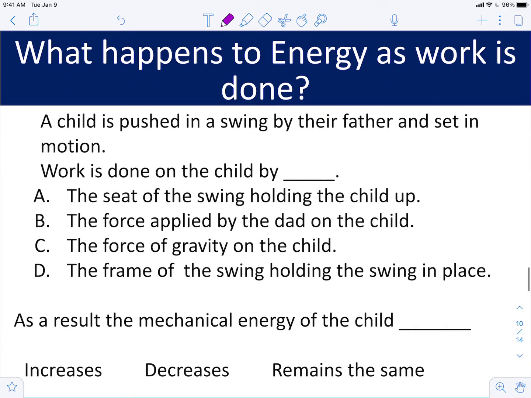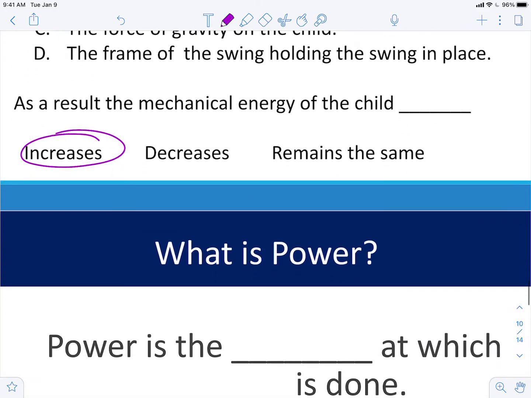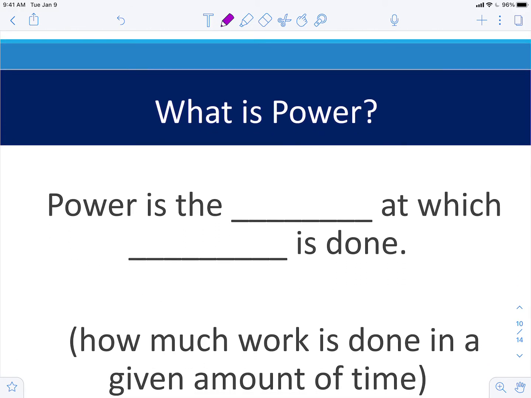All right. Last example with this: if a child is pushed in a swing and the swing is set in motion, the work done on the child by the father is which one of these examples? Is it the seat of the swing? That is a force, but in this case, the gravitational force is not doing the work, and the swing holding it in place is not doing the work. It's really only the force applied by the dad on the child that's doing the work, and this one would increase the mechanical energy. They would gain more potential and kinetic energy. All right, so that's a big thing to think about, the force that's causing that acceleration.